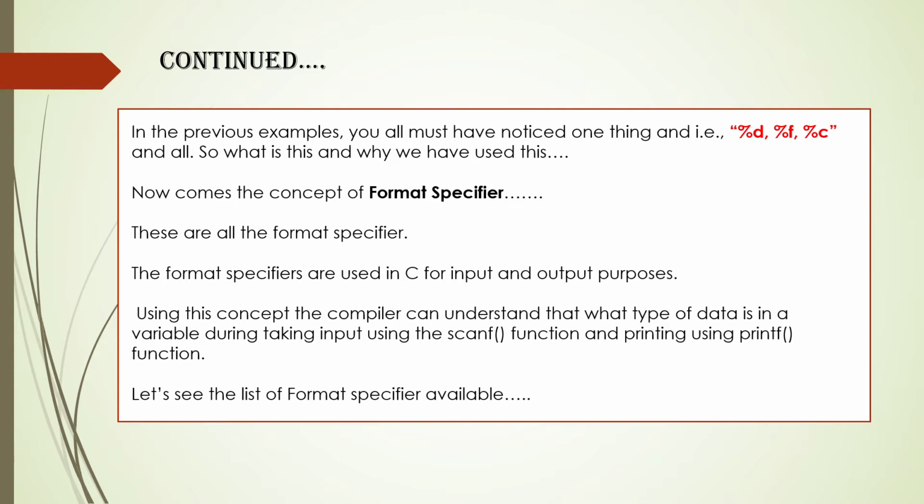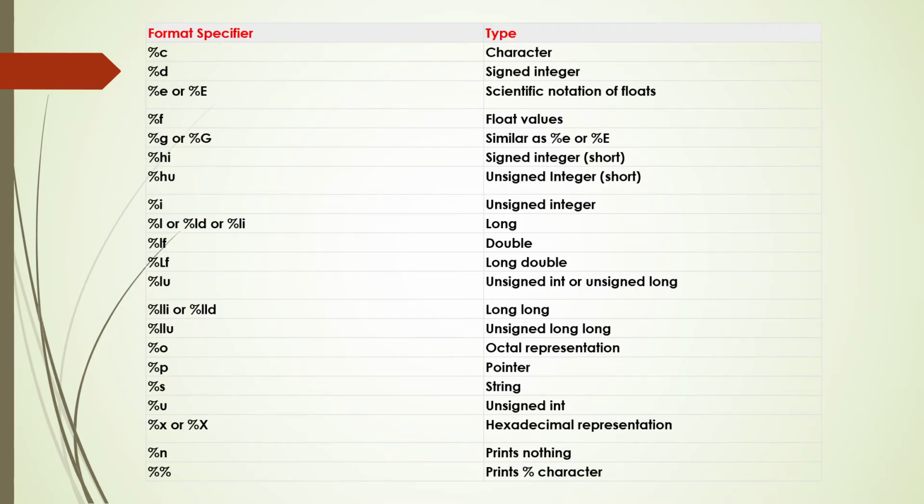Using this concept, the compiler can understand what type of data is in a variable while taking input using the scanf function and printing using the printf function. Let's see the list of format specifiers available in C. Here is a table with the format specifier on the left-hand side and the data type for that particular format specifier on the right. See, %c depicts character: when you have to take input as a character, you have to apply %c, or to print the value of a character, you have to apply %c.